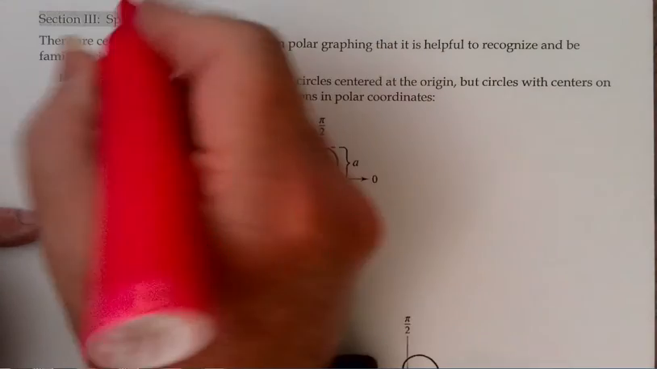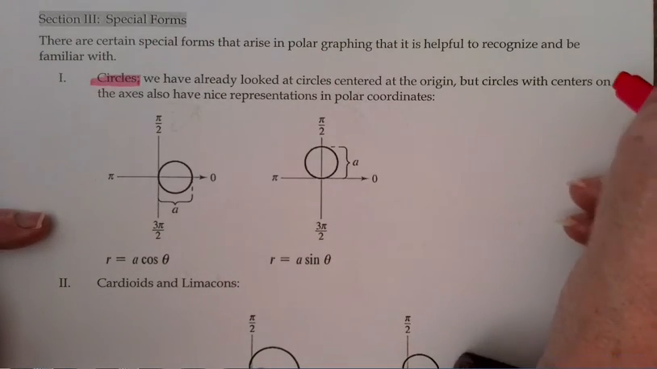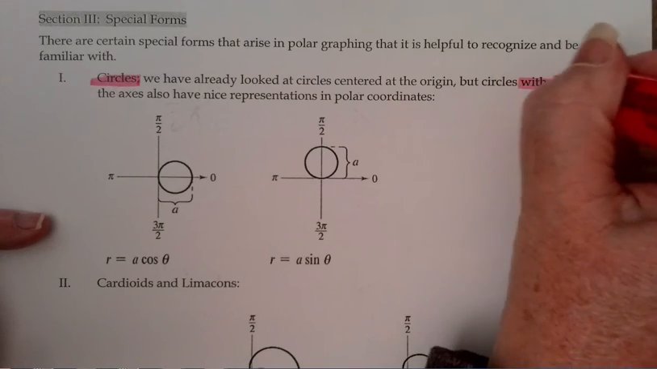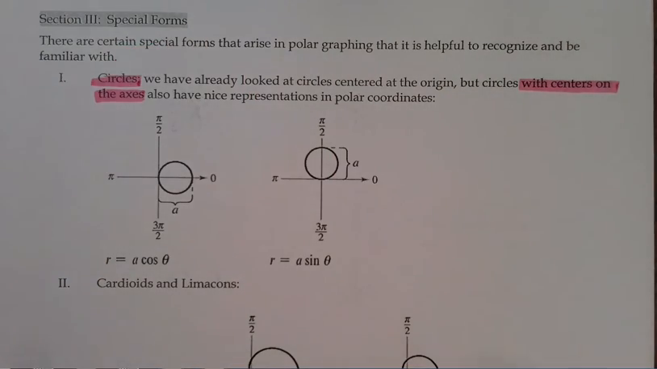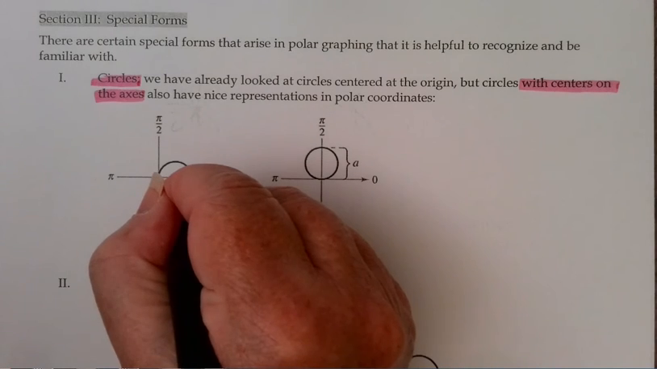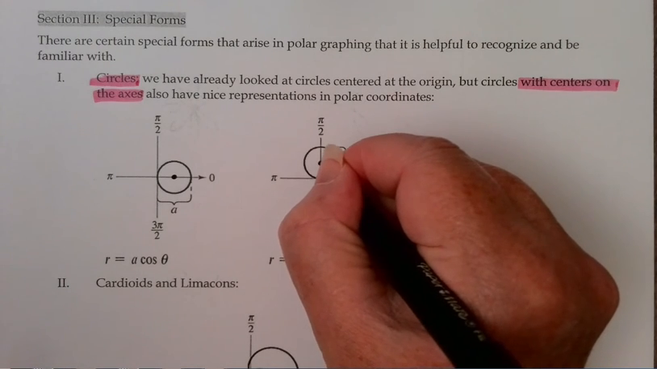We've already looked at circles centered at the origin. These are circles that have centers on either the x-axis or the y-axis. Notice here we've got a circle with a center right here on the x-axis. Here we've got a circle with a center on the y-axis.